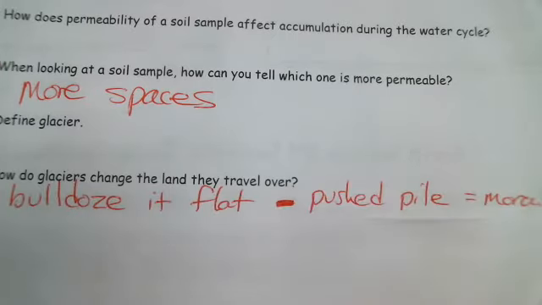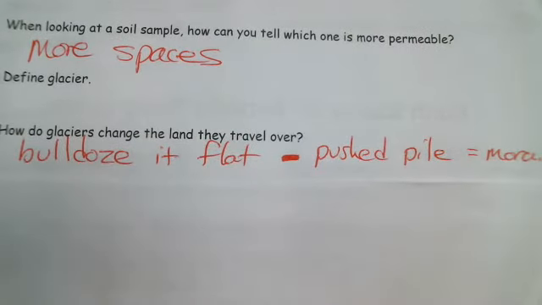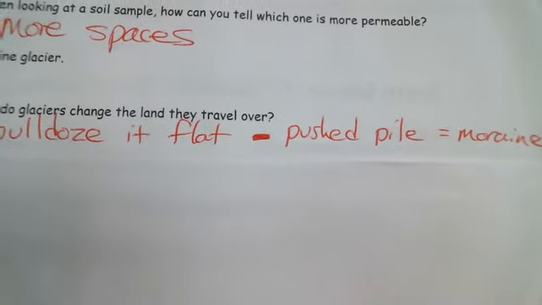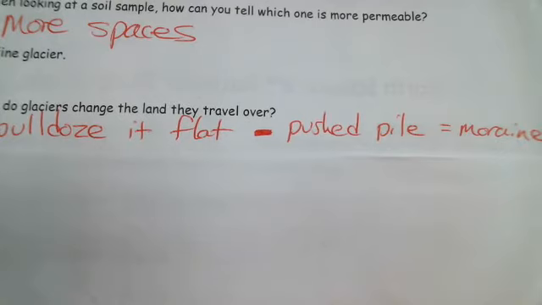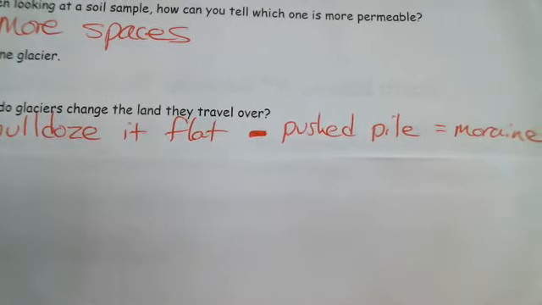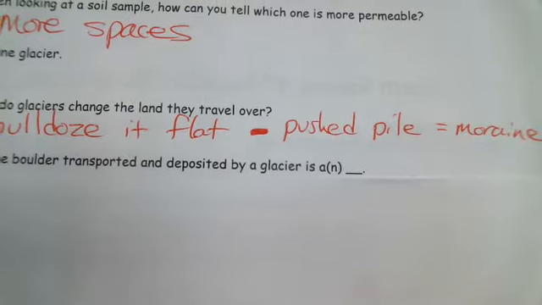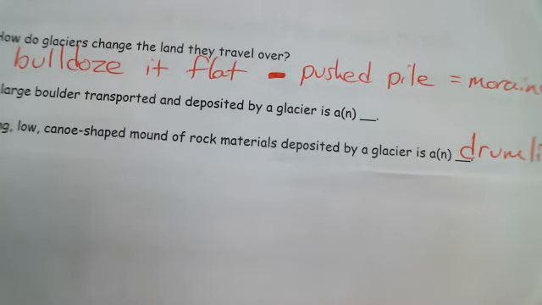We're going to skip glacier. Number 13, glaciers change the land by generally bulldozing it flat. Illinois is very flat, partially because of all the glaciers that have run over it. As the glaciers bulldoze the area flat, they do push the dirt around, and one of the things that they can make at the end of the glacier is a pile, just like a bulldozer makes a pile, and that's called a moraine.